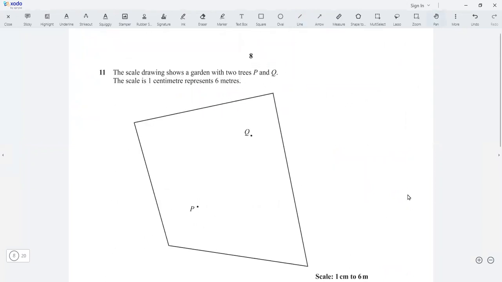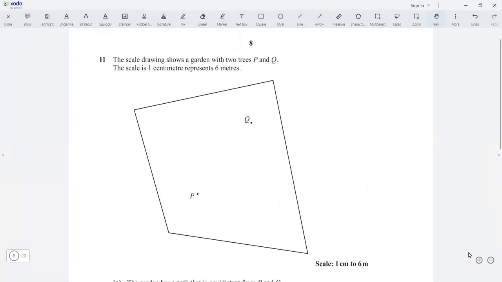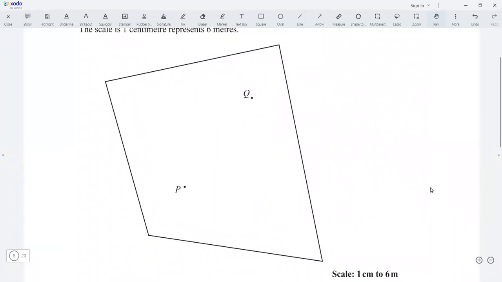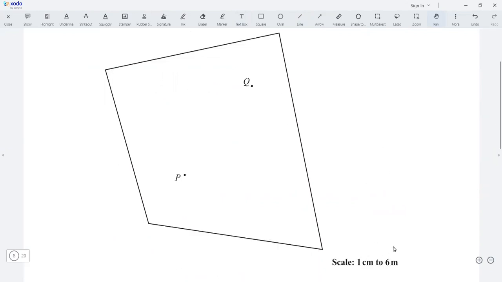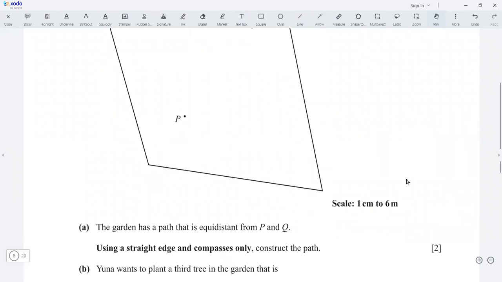In the next question, it's basically a locus and construction question. So what we have to do: there are 2 points. They're saying trees are being planted here at P and Q, and it's lying in a quadrilateral. The scale is given: 1 centimeter is equal to 6 meters. 6 meters are represented by 1 centimeter on this drawing.